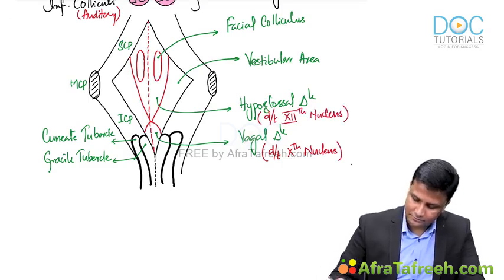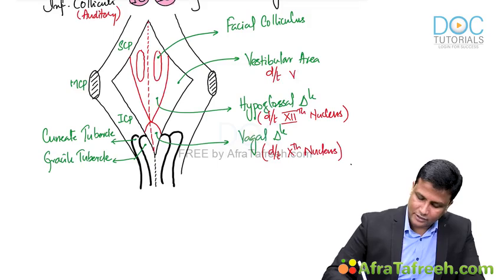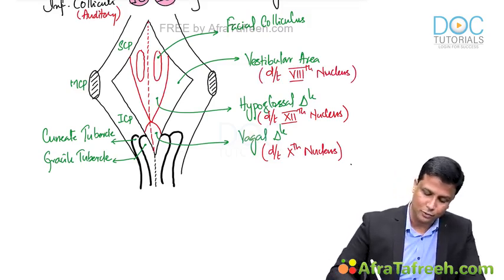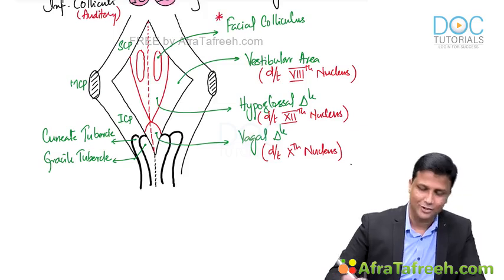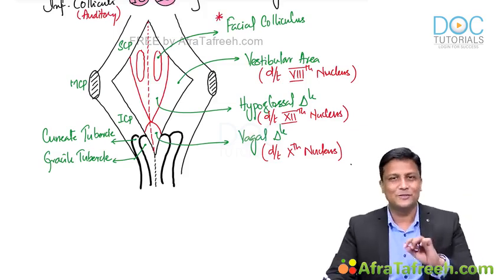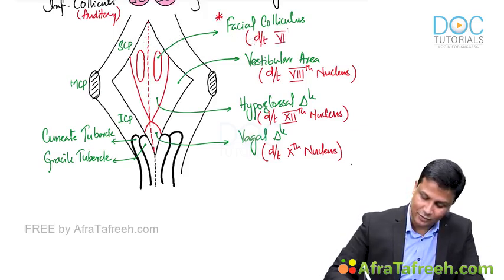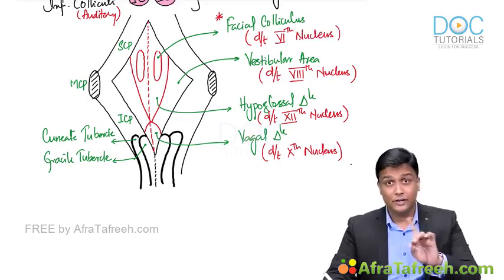Hypoglossal nerve nucleus. Vestibular area, the vestibular area is due to the 8th cranial nerve nucleus. Fine, till here it is well and good. And now comes the most crucial part, the most important part, facial colliculus, where most of the students will be getting confused. Remember, my dear friends, facial colliculus is due to the 6th cranial nerve nucleus. It is the abducens nucleus, not the facial nerve nucleus.